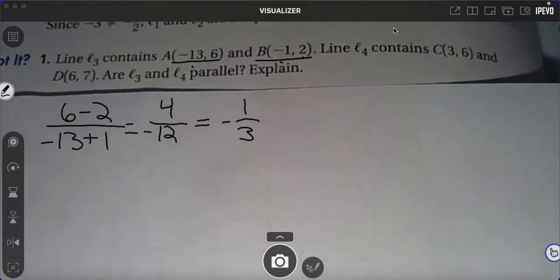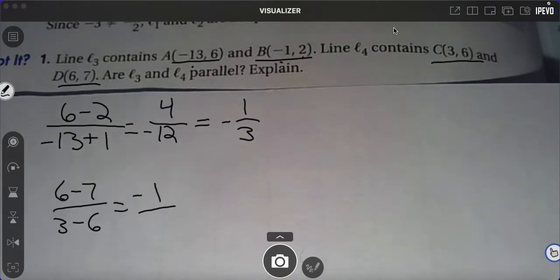All right, now let's look at C and D. Here's D and then here's point C. So I'll just subtract those. I'll start with my y values. 6 minus 7. Does everybody know where those numbers came from? The y values. Then my x values in the same order, 3 minus 6. What is 6 minus 7? -1. And what is 3 minus 6? Okay. What is a negative divided by a negative? A positive 1/3.